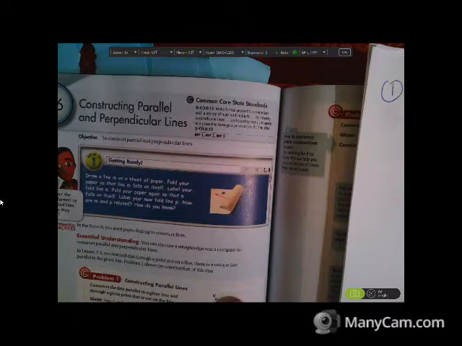Alright, we are in section 3.6, constructing parallel and perpendicular lines. Let's read the solve it. Draw a line M on a sheet of paper.